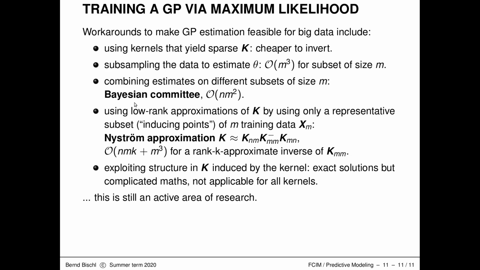Or, and that's a very popular approach, we can use low rank approximations of our kernel matrix K by using only a representative subset, so-called inducing points, of M training data points. And there's, for example, this popular Nystrom approximation available. Or we can exploit the structure in K induced by the kernel. Sometimes exact solutions are available here, but that's usually pretty complicated maths. It's also not really applicable for all kernels, and really making GPs work for larger data sets is still a quite active area of research and is not to be considered a solved problem at the moment.